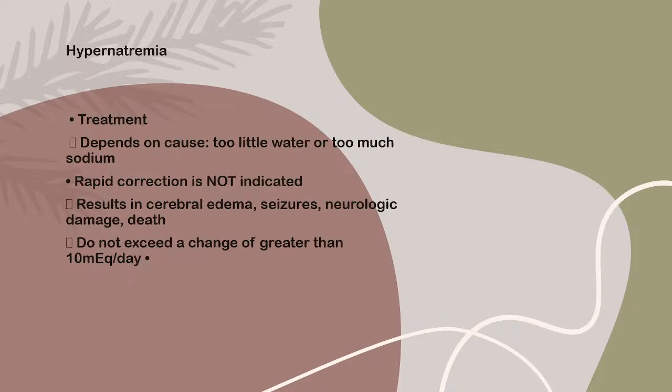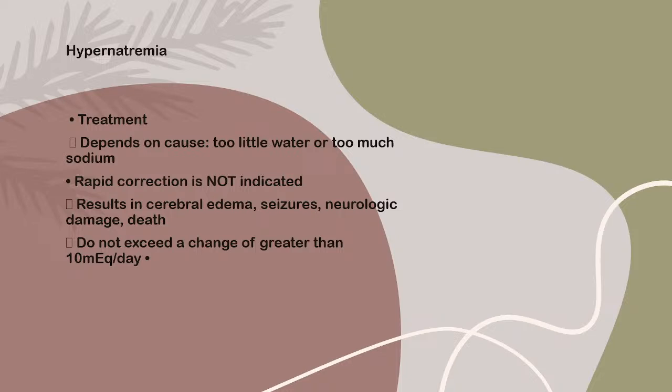If we talk about treatment of hypernatremia, actually we need to treat the cause. It depends upon the cause, too little water or too much sodium. We need to assess the cause. Either there may be too much sodium, or sometimes there is less water, like fluid loss, so the plasma sodium concentration increases and there would be hypernatremia. If the water is less, we need to resuscitate the patient accordingly with fluid, and if there is too much sodium, we will correct it accordingly.